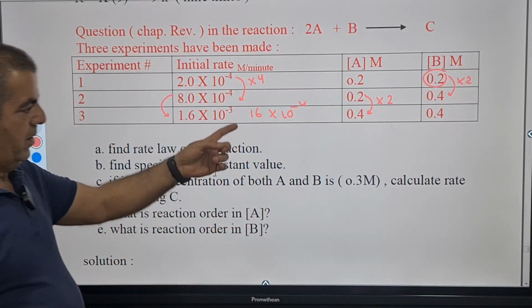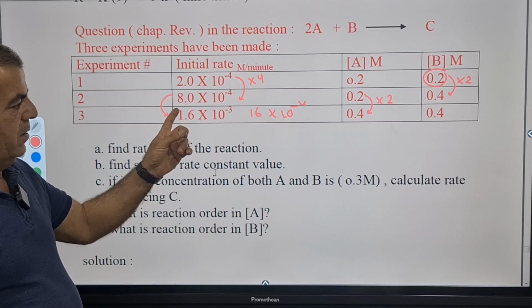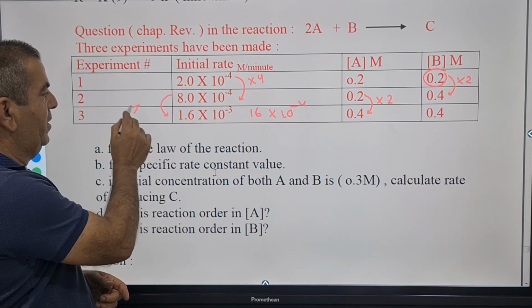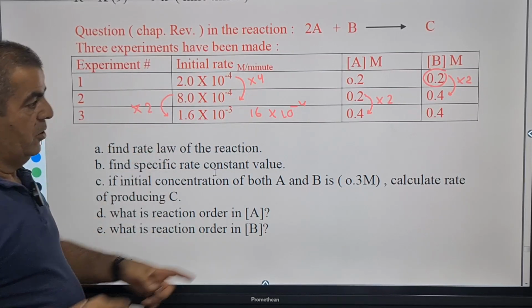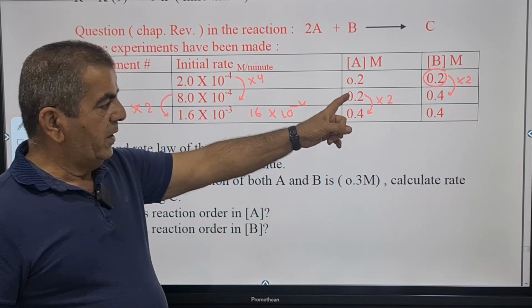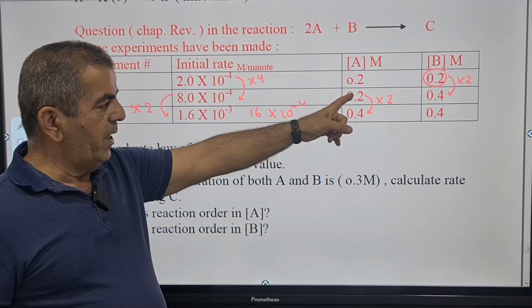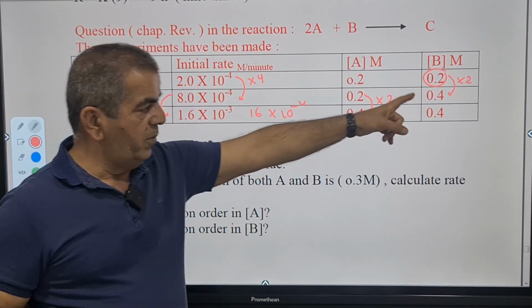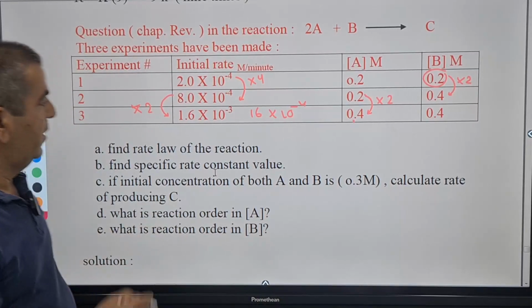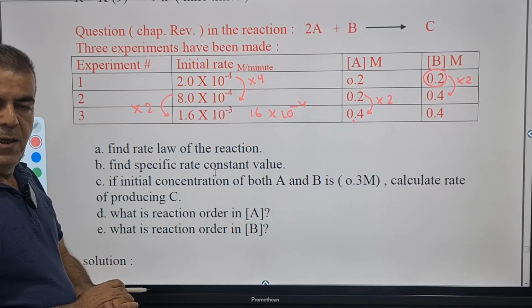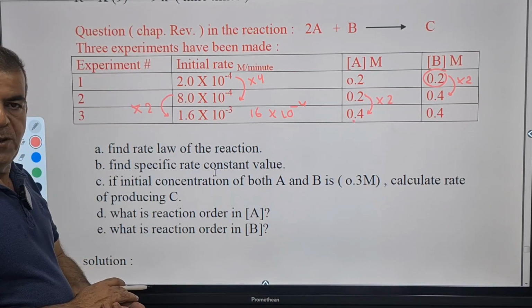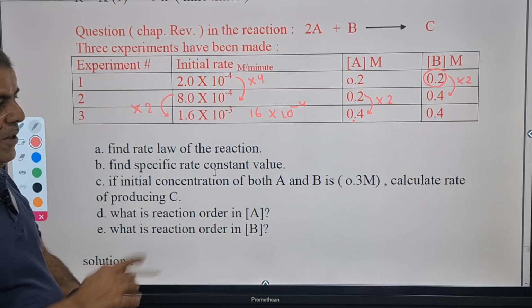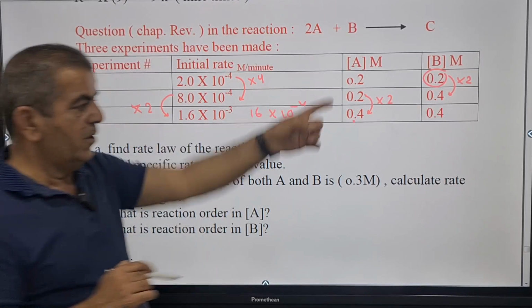And we know that 16 is twice 8. So this is multiplied by how many? This is multiplied by 2. So you can see that when the concentration of A doubled while keeping the concentration of B constant, the reaction rate also doubled. So the power of A is 1, the power of B is 2.